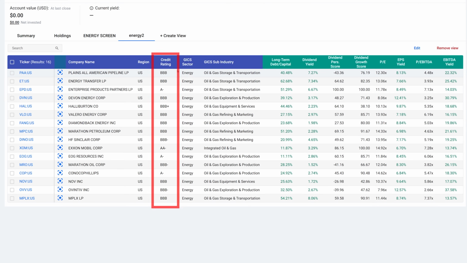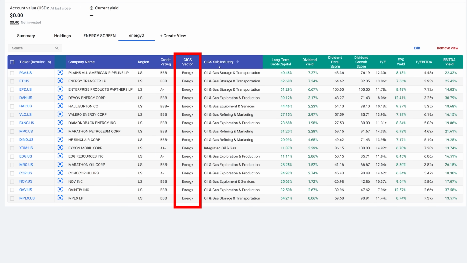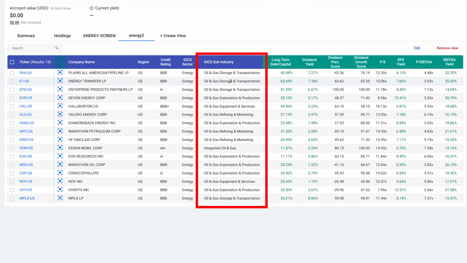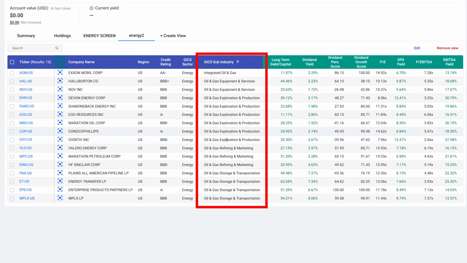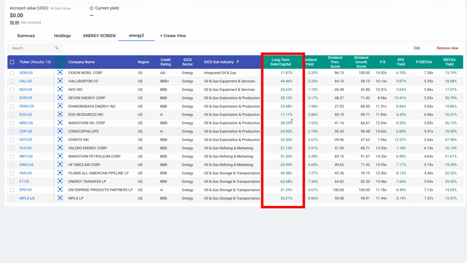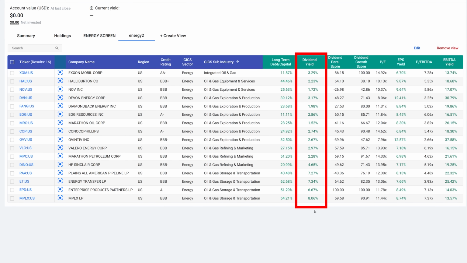So I've got my credit ratings, my GIC sector, my subsector. So you can see there's oil and gas transportation, production, services, marketing, oil and gas, integrated oil and gas, exploration, etc. Now I can sort these and put them in where all the same ones are going to be together. So I've got 1 integrated oil, 2 services, about 5 or 6 production, 3 in marketing, and 4 in transportation. I can look at their long-term debt to capital. I can look at them by dividend yield here.